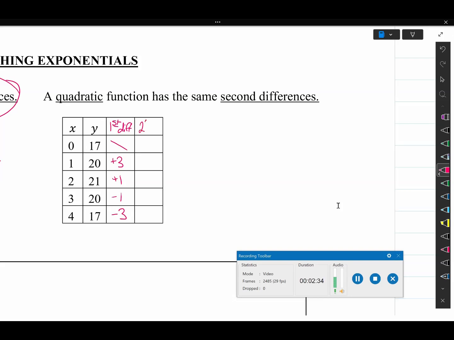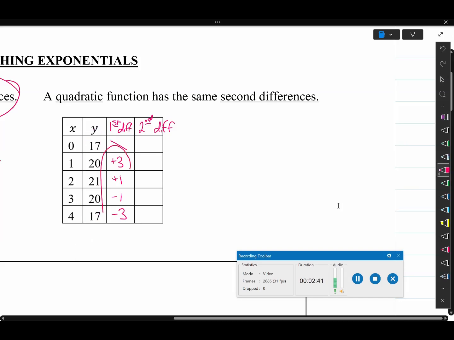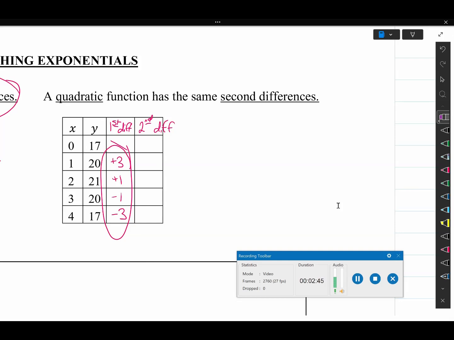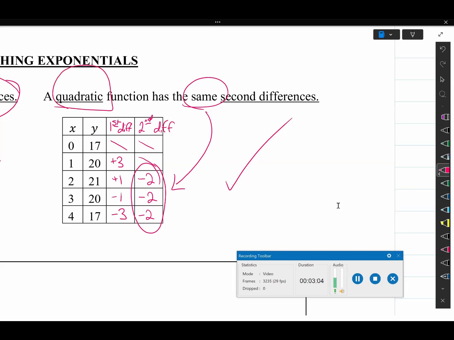Great. Now our second differences come from doing that exact same process, but instead of using our y value to see how it's changing, we're going to use our first differences to see how they are changing. Nice and easy. From plus 3 to plus 1, it's gone down by 2. From plus 1 to minus 1, it's gone down by 2. From negative 1 to negative 3, we're going down by 2. These are our second differences. These are the same. These are constant. That's what tells us we have ourselves a quadratic function.